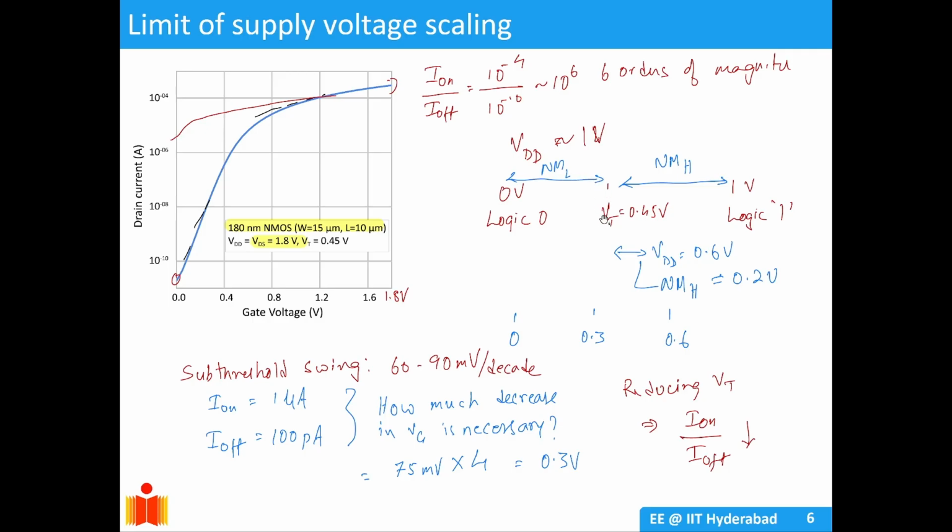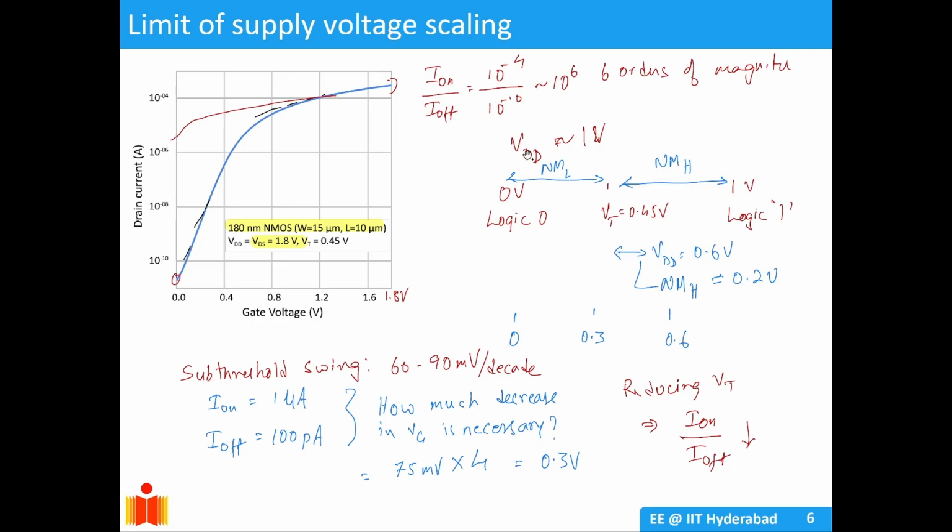So the difference between threshold voltage and my logic values is called noise margin. Here, this is called noise margin low and noise margin high. For VDD equal to 1 volt and VTH equal to 0.5 volts, my noise margin low is 0.45 and my noise margin high is 0.55, which are both almost equal and very large values.